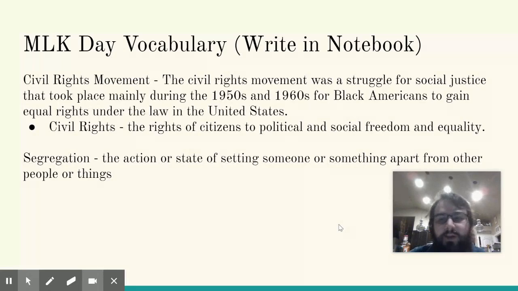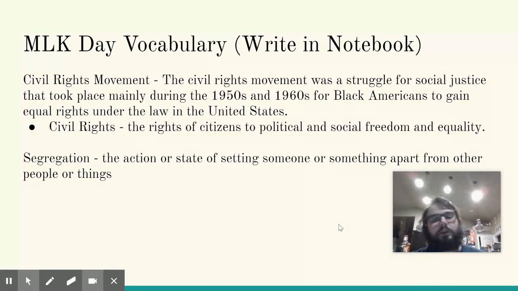Segregation, which was one of the things that was brought up a lot during the civil rights movement. Once again, segregation is the action or state of setting someone or something apart from other people or things. So segregation in much of the South meant that Black people, or I should say colored people, and white people had different schools, different bathrooms, they had to ride in different places on the buses and so forth.